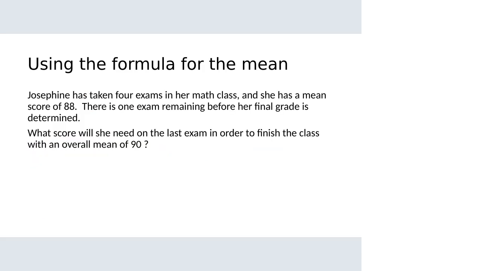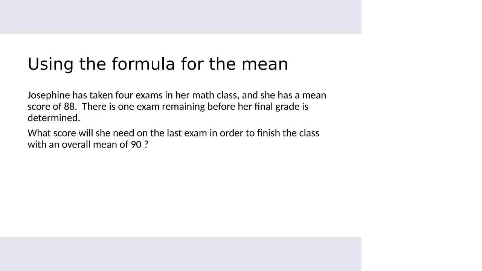Okay, let's look at another one. Josephine has taken 4 exams in her math class, and she has a mean score of 88. There's 1 exam remaining before her final grade is determined. What score will she need on the last exam in order to finish the class with an overall mean of 90?